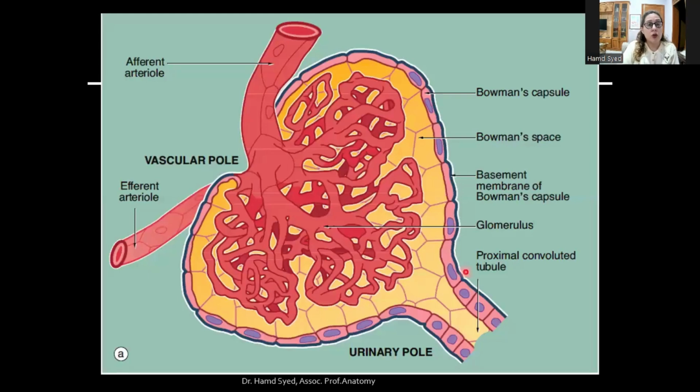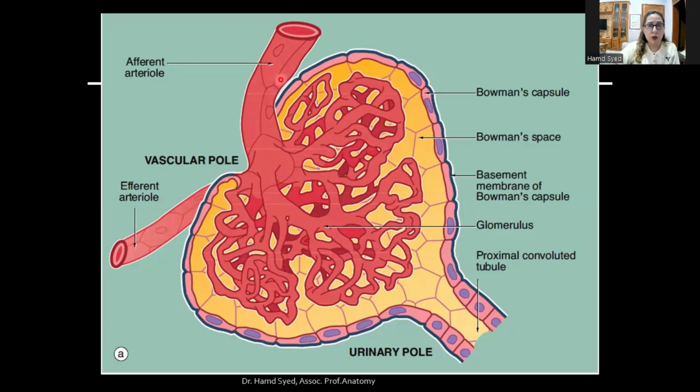So here let's look at the structure of the renal corpuscle. This is the tuft of capillaries, and this is formed by the afferent arteriole, which is the one entering the renal corpuscle, and from the other aspect, you can see the efferent arteriole emerging from the renal corpuscle.